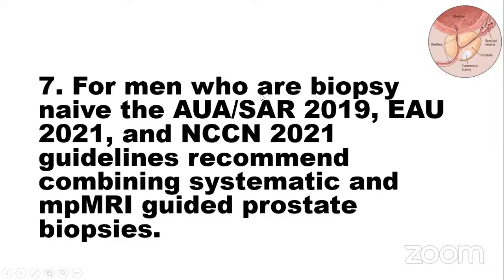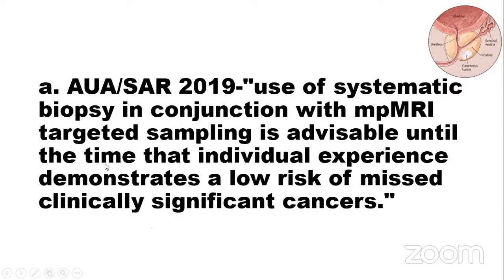For men who are biopsy naive, the AUA and SAR 2019, EAU 2021 and NCCN 2021 guidelines recommend combining systematic and multiparametric MRI guided prostate biopsies. AUA and SAR 2019: use of systematic biopsy in conjunction with multiparametric MRI targeted sampling is advisable until the time that individual experience demonstrates a low risk of missed clinically significant cancer.